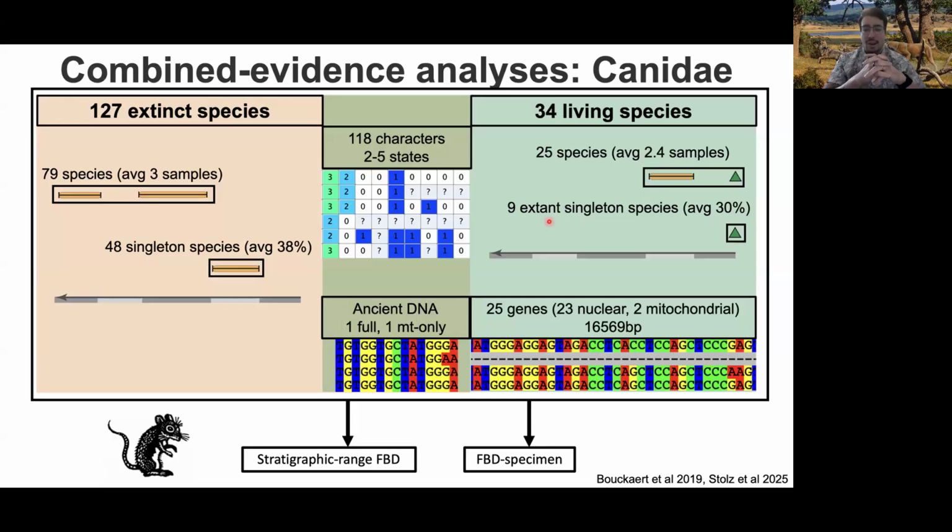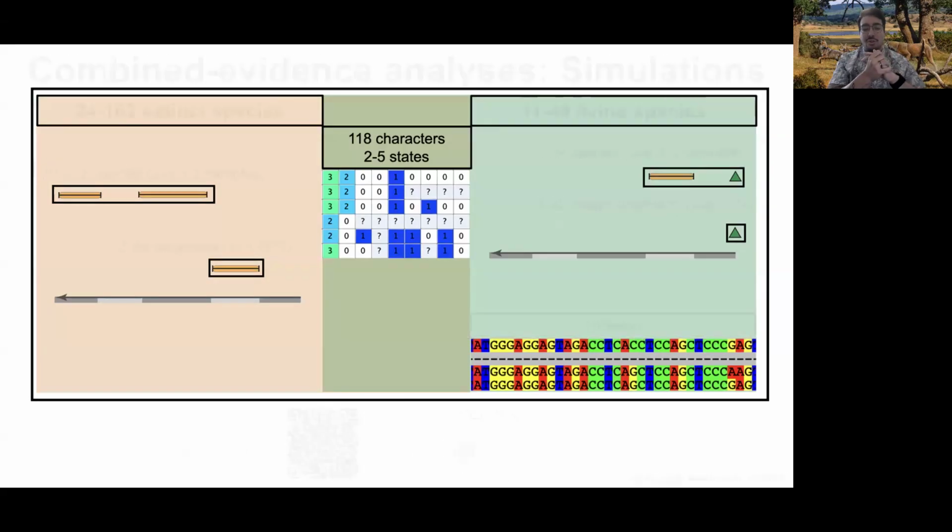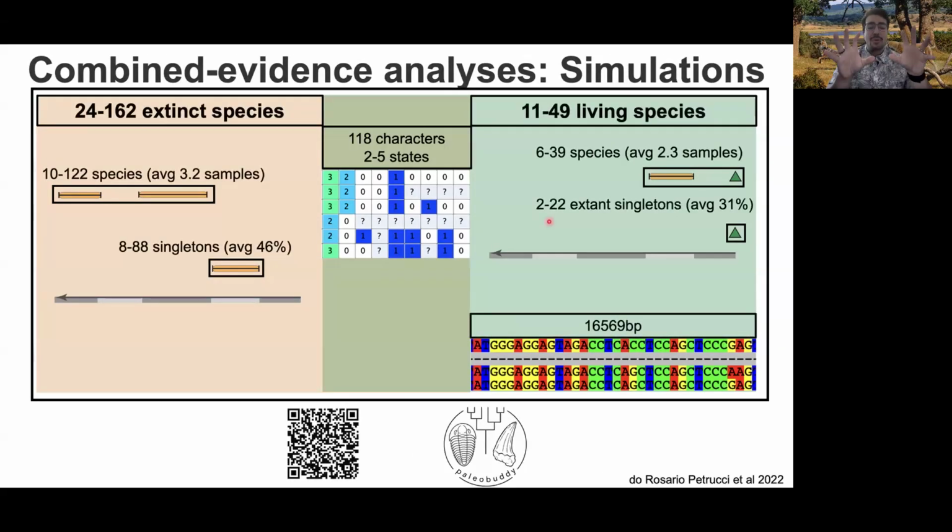I'm going to focus on the SRFBD results when it comes to canids today. Now, of course, we don't know which of these results are going to be more accurate, and that's where we turn to simulations, right? My simulation setup is as similar as I could make it to my canid setup, just trying to make the results as applicable as possible, just making it a little simpler.